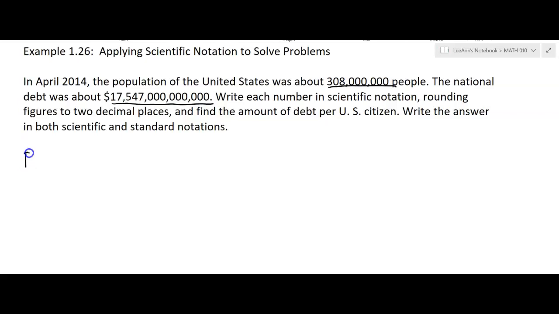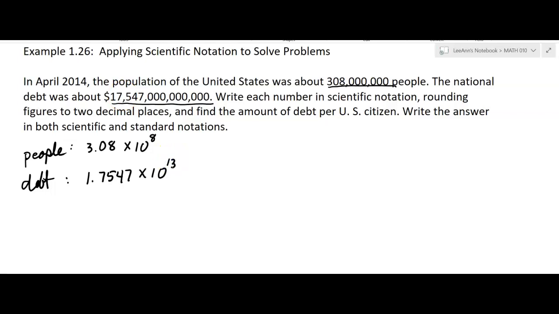Okay, so the people, that is 3.08 times 10 to the 8th. And then the debt is 1.7547 times 10 to the, let's see, 3, 6, 9, 12, 13. Okay, so we did that. We wrote each number in scientific notation.